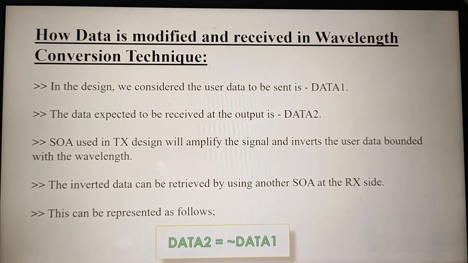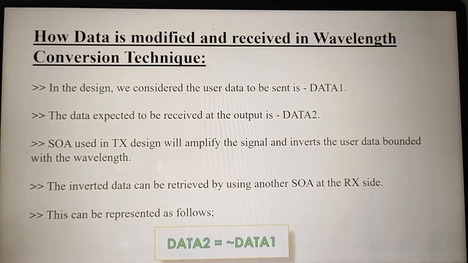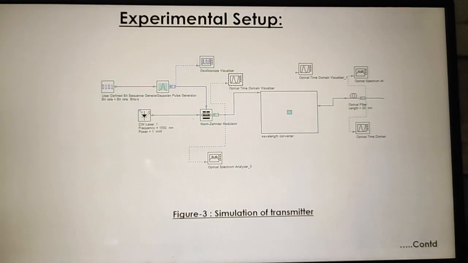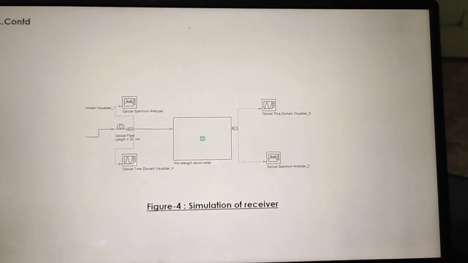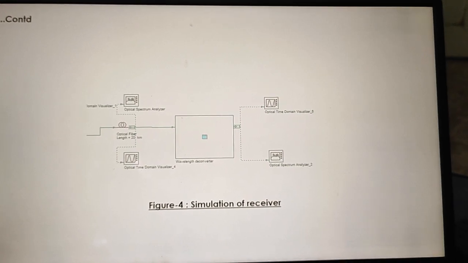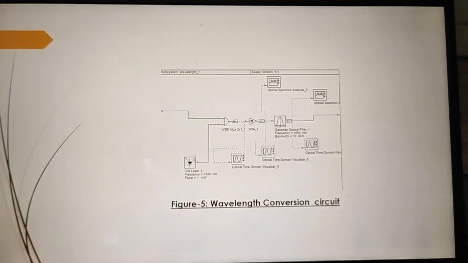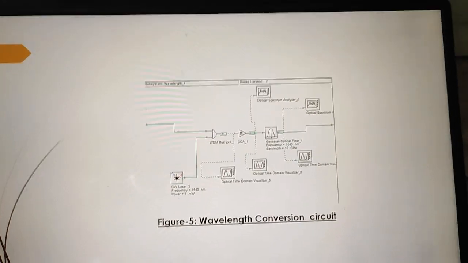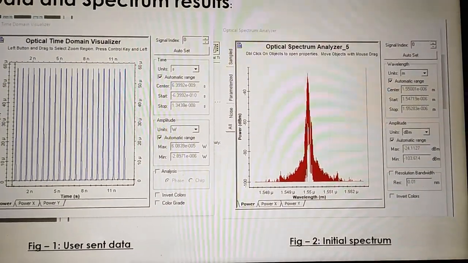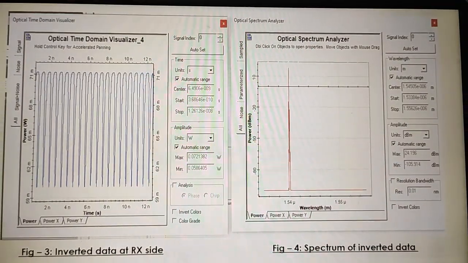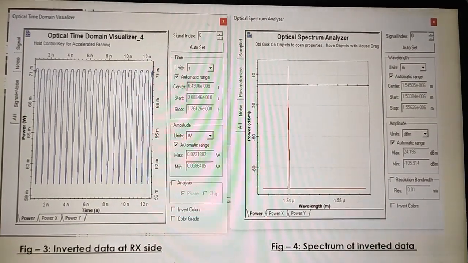And this is how the data is modified in wavelength conversion technique. And this is a block diagram. This is the simulation setup of the transmitter side. And this is the simulation setup of receiver side. And this is what is designed inside the wavelength conversion circuit. And this is user centered data and inverted data at the receiver side.